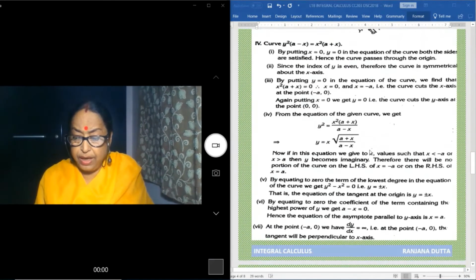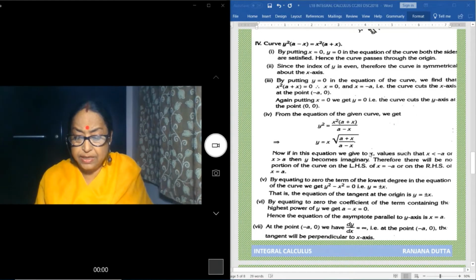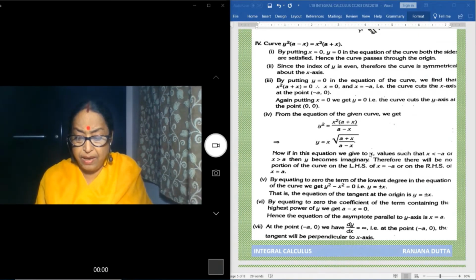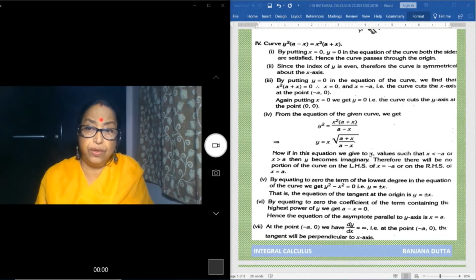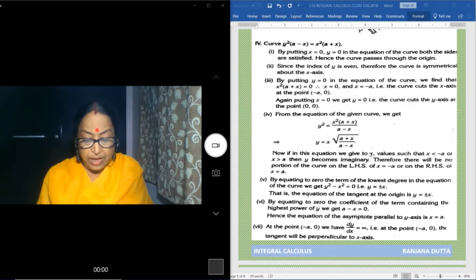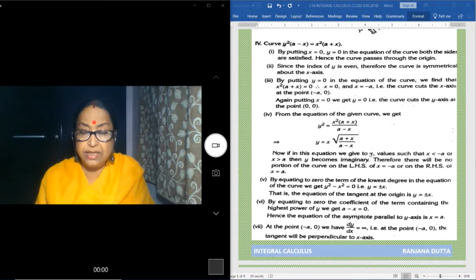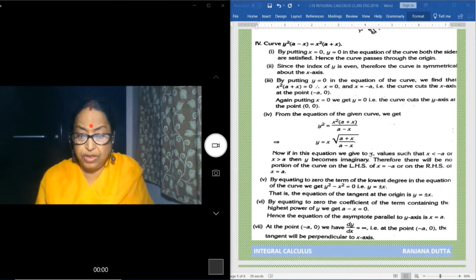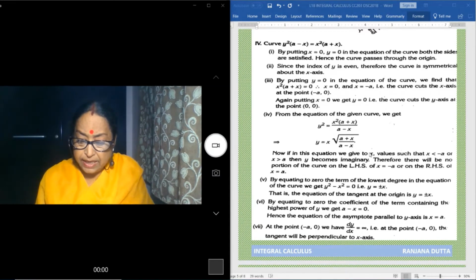Next, how to draw a curve of the form y square into a minus x is equal to x square into a plus x. Here also, if we put x equal to 0 and y equal to 0, the equation on both sides is satisfied, hence the curve passes through the origin. Again, it contains only even power of y, so the curve is symmetrical about the x-axis.